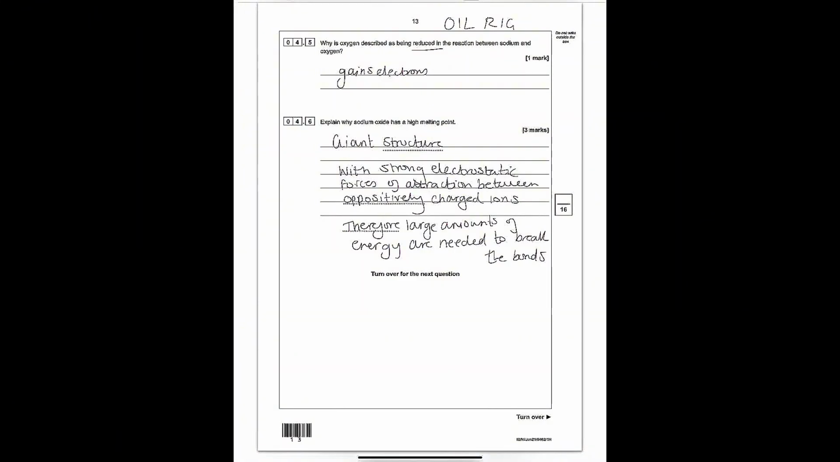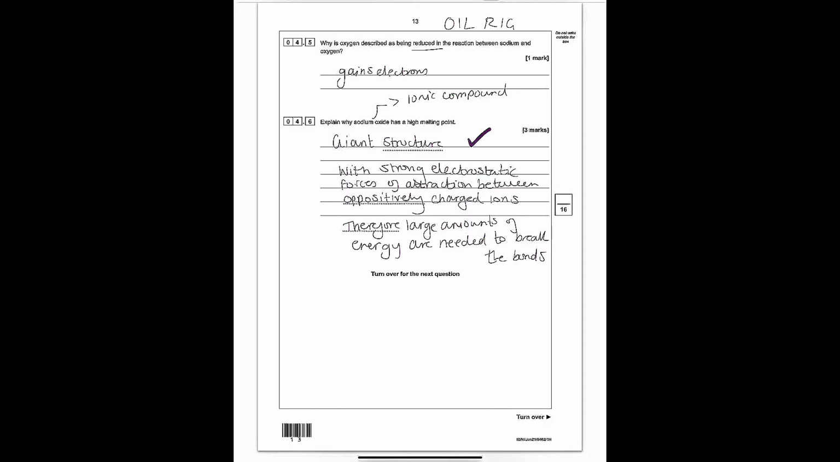Right, let's go through question 4.6. And a lot of students really do struggle with this type of question. Explain why sodium oxide has a high melting point. Now, sodium oxide is actually an ionic compound, okay? So it's very important for you to know what the properties of ionic compounds are, because this is what this question is asking you. So we can see that sodium oxide has a giant structure, so that would basically get you 1 mark.